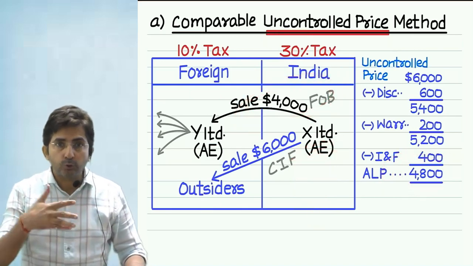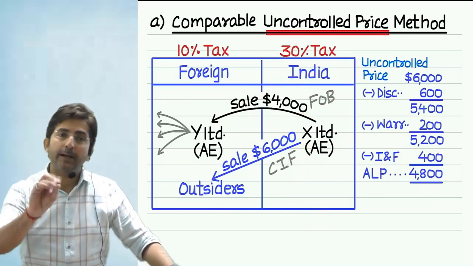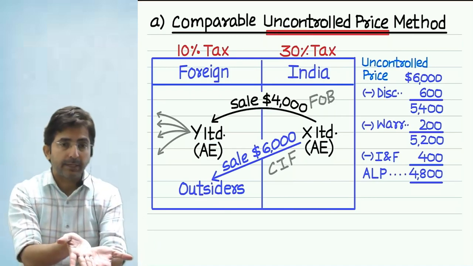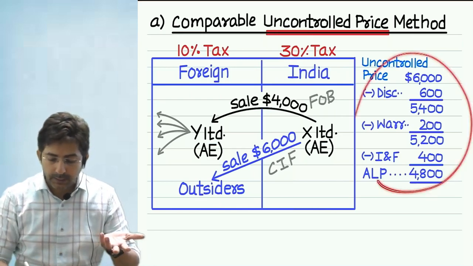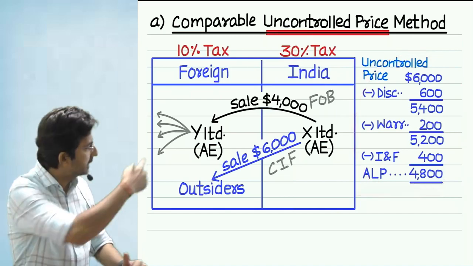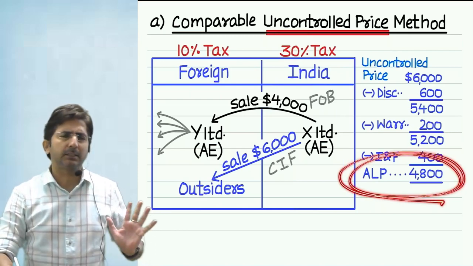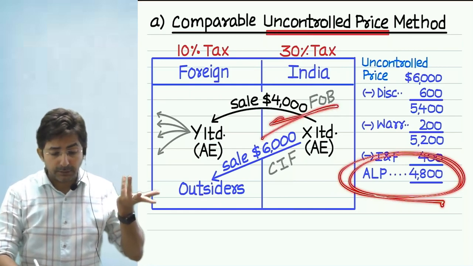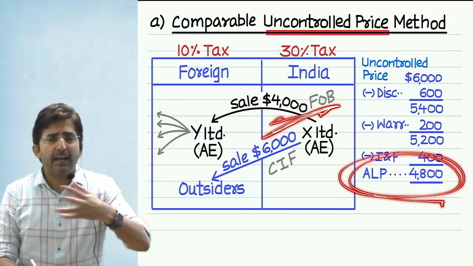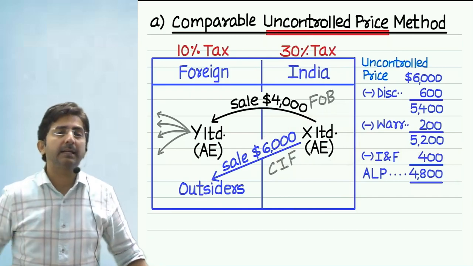I am explaining how to solve the sums on ALP. This is very popular. If you see 10 past papers, in at least 5 to 6 papers you will find a question on ALP. So anytime a question comes on ALP, after doing the computation, you have to write a conclusion. So tell me again, how will you write the conclusion in this sum? Since the ALP is 4,800, the genuine sale price is 4,800, but the assessee has shown only 4,000. Hence, the difference of $800 shall be added to the income of X Limited. This way you have to write in the exam.